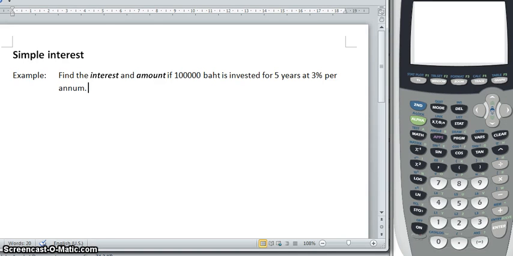Okay, so we're looking at simple interest, and by nature of the name of it, it is simple and a very straightforward calculation. Let's just have a look at a few of the things here. We've got some words here that will need sorting out. One of them is interest, one of them is amount, and maybe the third one is per annum.